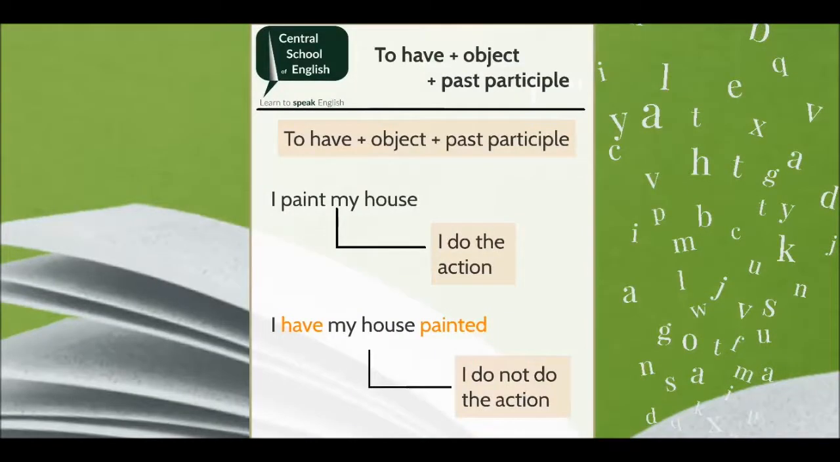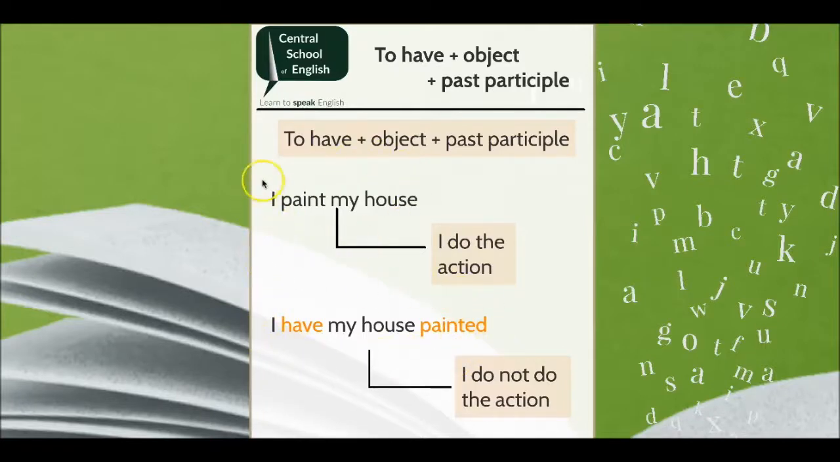In this video, we will learn how to use the passive structure to have plus object plus past participle. We use this structure to communicate that we do not do an action, but someone does the action for us. For example, if we compare the following sentences, I paint my house and I have my house painted.